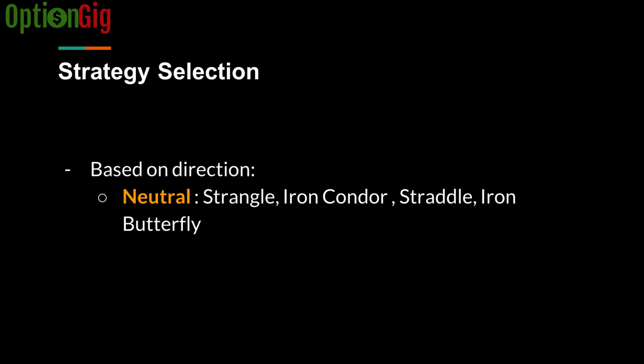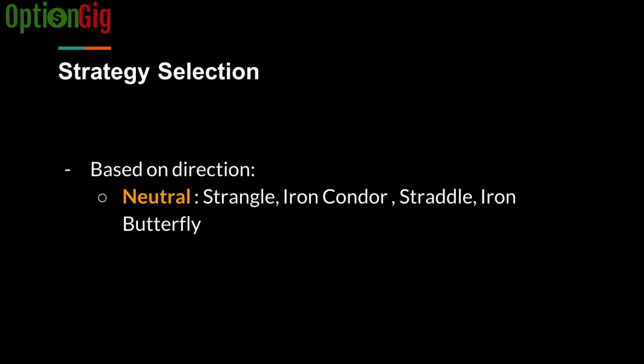Once you have the ticker, once you know the direction, now let's find out what option trades are available to express that directional assumption. If your directional assumption is neutral, you could do a strangle, you could do an iron condor, you could do a straddle, or you can do an iron butterfly. Plus there are a few more trades, but these are the four generally very common trades used by option traders.